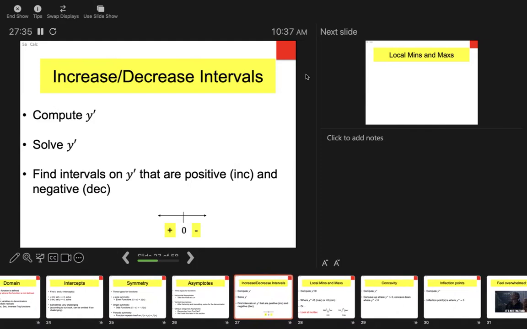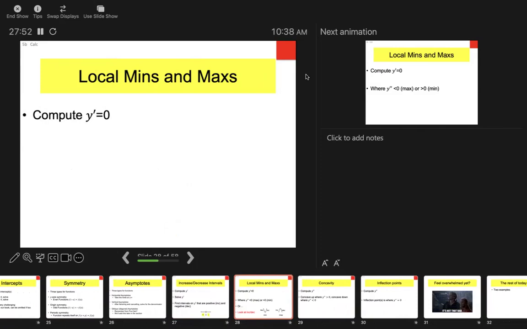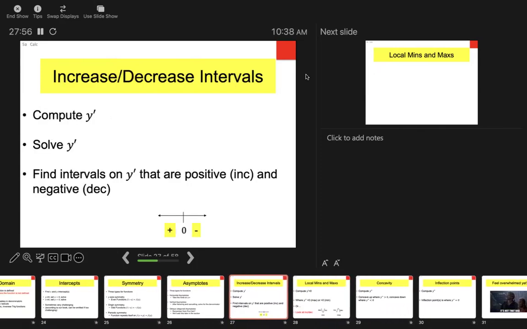So this is box 5A. So what's 5B going to do? No, that's increasing and decreasing. What's 5B? Oh, mins and maxes. Okay, I'm going to make a slight change.